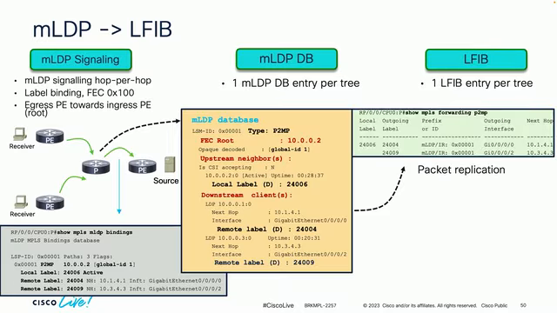When you look at the LFIB entry or forwarding entry here, it will look like I have a local label where I will be receiving traffic, and I am going to replicate it to two different labels on two different outgoing interfaces.